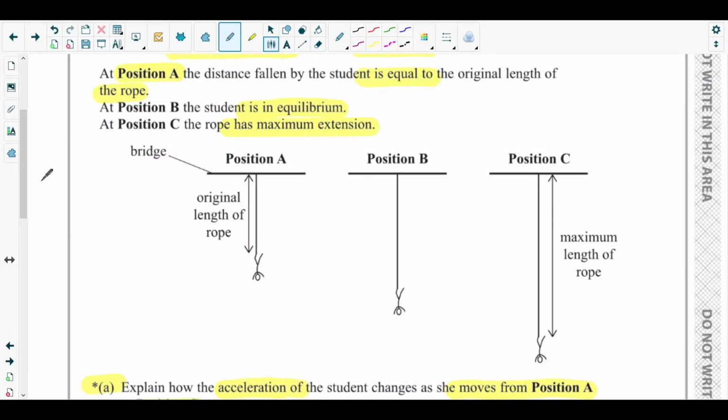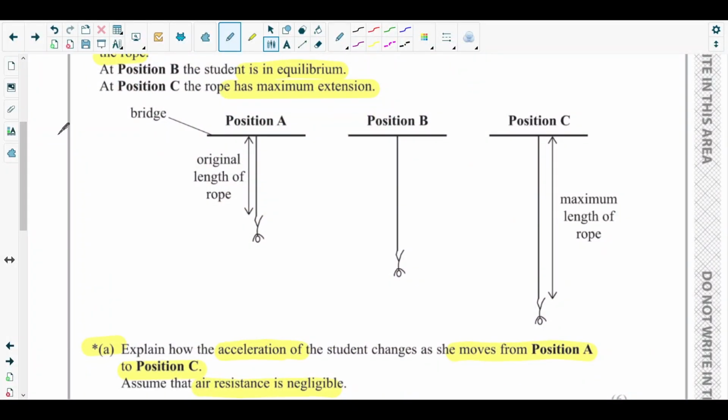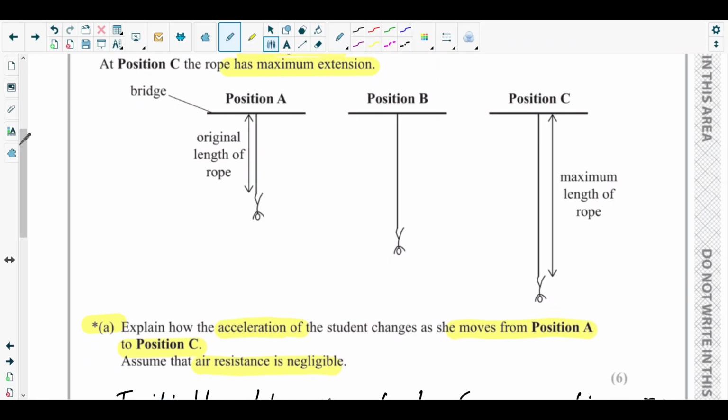Next, after position A, the rope has been extended. The rope is now tightened, right? So tension is effective. Between position A and B, tension force acts. As tension force is acting on the student, the resultant force will be weight minus the tension. So still it is accelerating in the downward direction. As it accelerates downward, the rope extends. As the rope extends, the tension in the rope will be increasing. Why? Because we know that the force F is proportional to extension, F is proportional to delta X, from Hooke's law, right?